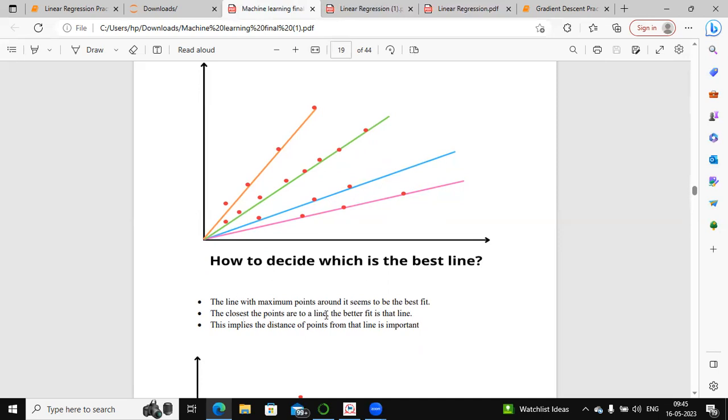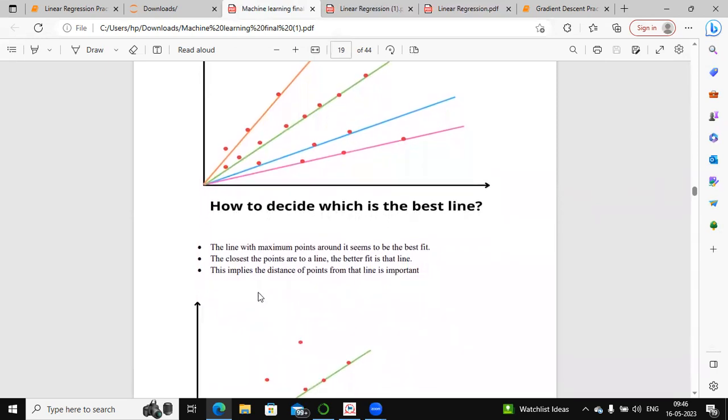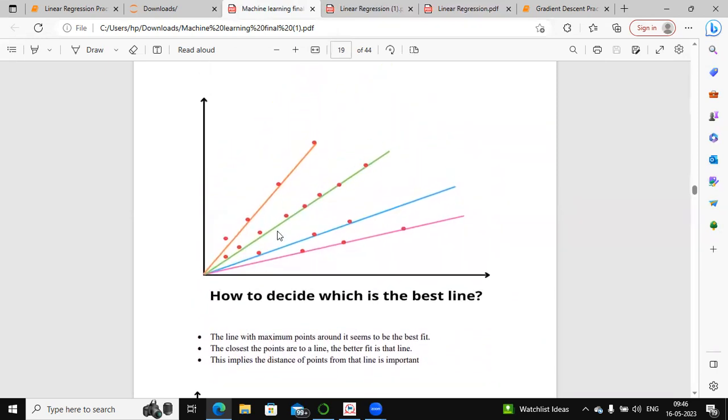The closer the points are to the line, the better the fit of the line. These points are closest to this line, and these points are closest to this one. So the goal is: the closer the points are to the line, the better the fit. This implies the distance of the points from the line is important. If you take this regression line and a value x, the actual value is here and our predicted value comes up here. So this is the difference between the predicted and the actual.